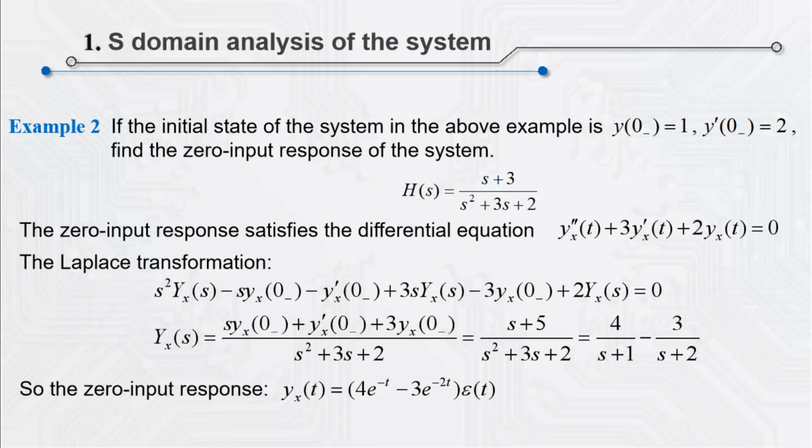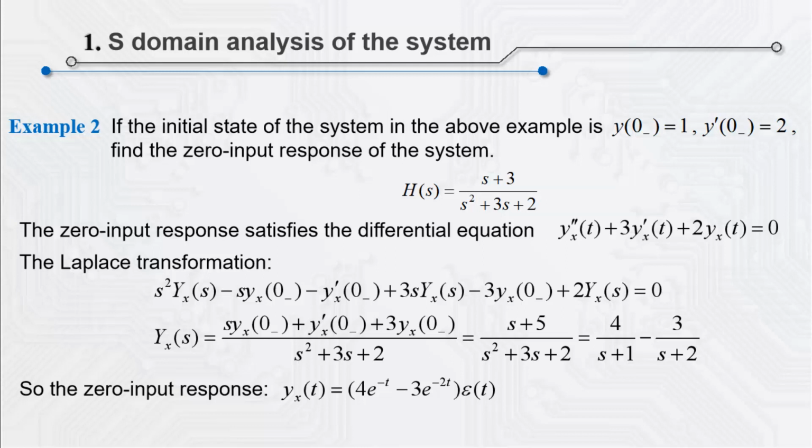Above, we get the value of H(s). It's equal to (s + 3) over (s² + 3s + 2). According to H(s), we can write the differential equation for the zero input response. Then the zero input response differential equation is y''(t) + 3y'(t) + 2y(t) = 0.